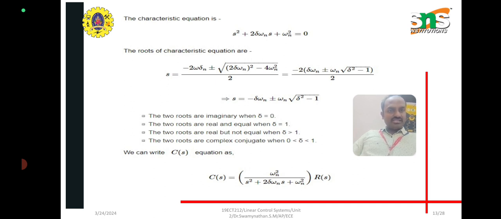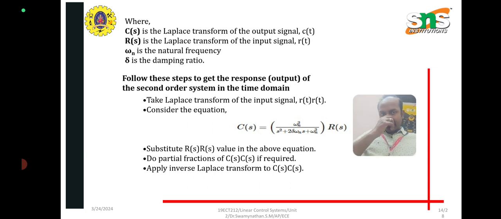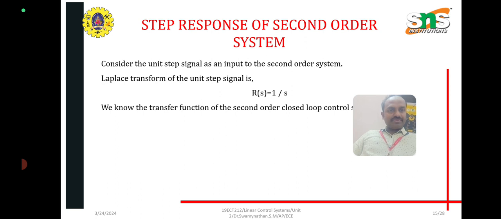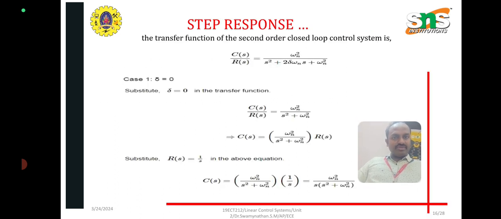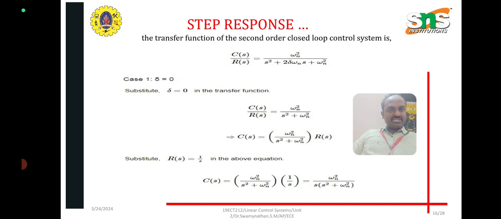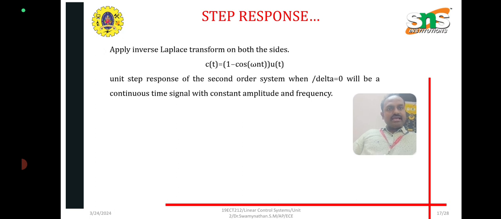C(s) is equal to this value. C(s) is the Laplace transform of c(t), R(s) the same for r(t), omega n is the natural frequency and tau is the damping ratio. For the step response of the system, R(s) equals 1 by s, then you can get the value of the system. Case 1: tau is equal to 0. Substituting the value, you get the equation with R(s) equal to 1 by s. Then take the inverse Laplace transform to get c(t) from C(s). So you get this value.